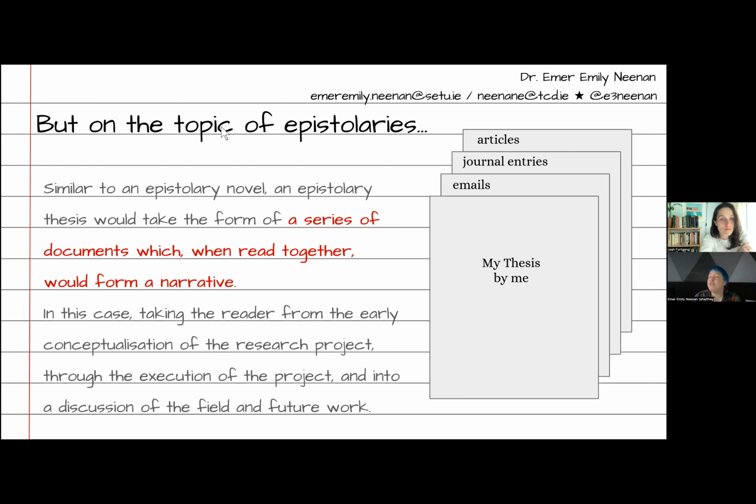And the real strength of an epistolary is that if you get engaged with an epistolary, you feel like you're in that world. So has anyone read Dracula? The actual novel Dracula? I think I've watched the movie. Fair. Okay, I highly recommend reading Dracula, the book.